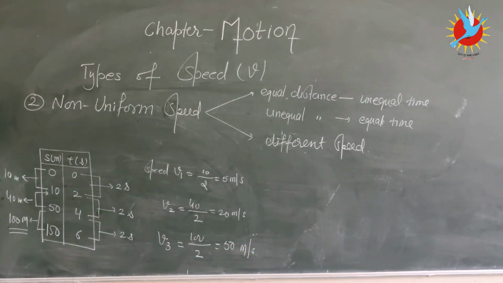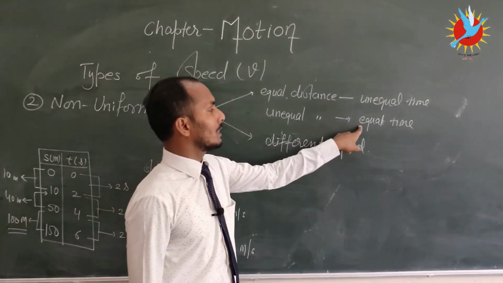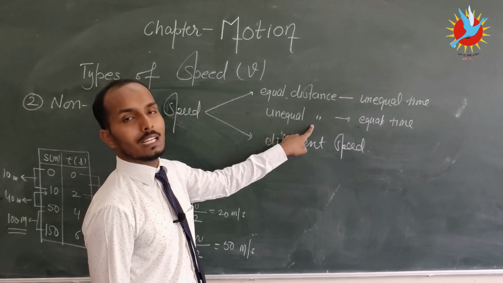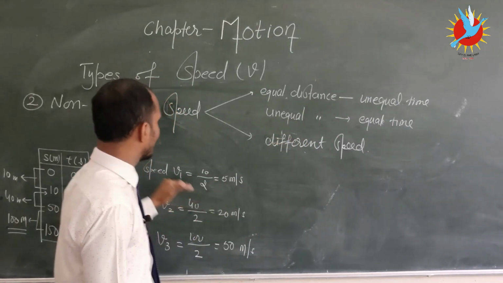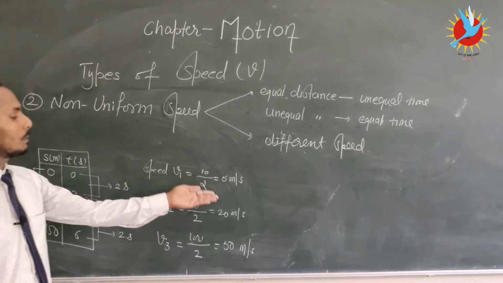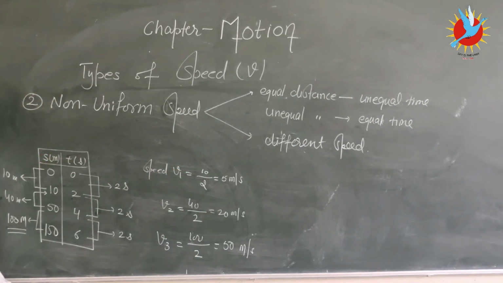So you find that in every interval of time it covers a different distance. If a body covers unequal distance in equal intervals of time, then it is said to be non-uniform. Non-uniform speed means different speed; its speed changes.